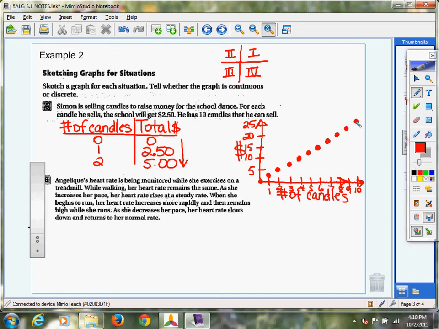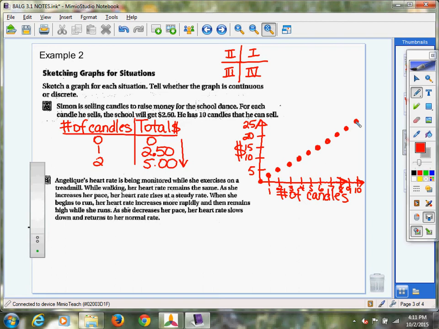Now, should I connect this with a line? Think about it really carefully. Number of candles. This is the question I ask myself. If somebody came up to me and I had a jar with a candle in it, could I sell them half that jar? The answer is no. They either buy that jar with the candle in it or they don't. They either buy the candle or they don't. That's always discrete.